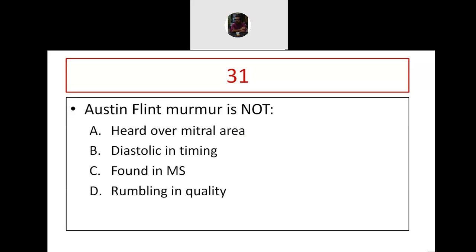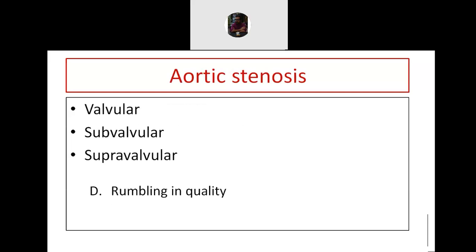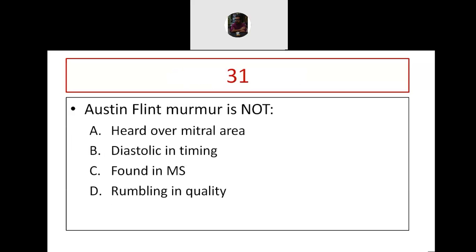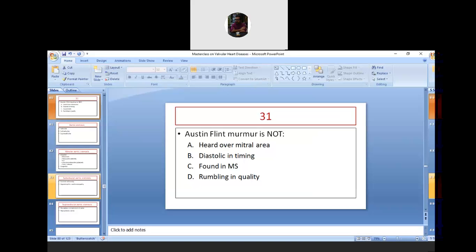So apart from the early diastolic murmur of aortic regurgitation, you can also get a murmur of mitral stenosis and a functional murmur of aortic stenosis. This is not functional MS in aortic stenosis. This is functional MS in aortic regurgitation.